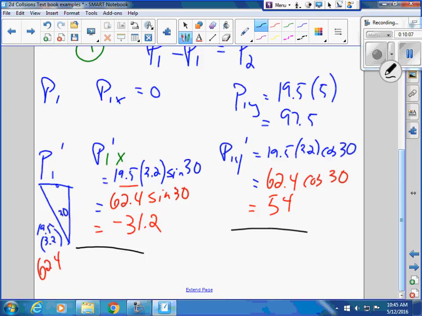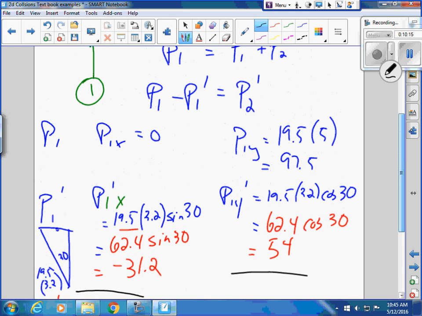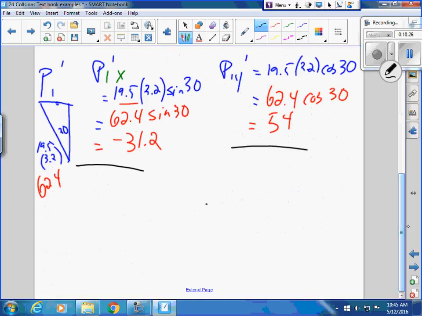Like, what's going on? Okay, so I'm going to subtract, right? How do we know to subtract? Because I set it up right here. So we just follow our thing. P2 is P1 minus P1 prime. So I'm going to subtract.